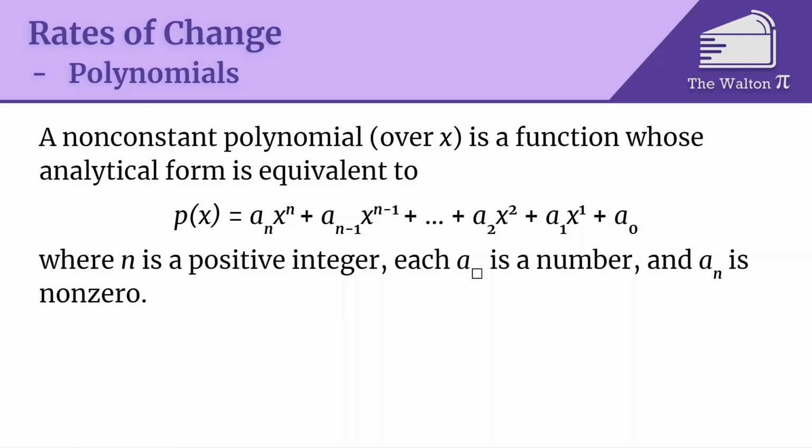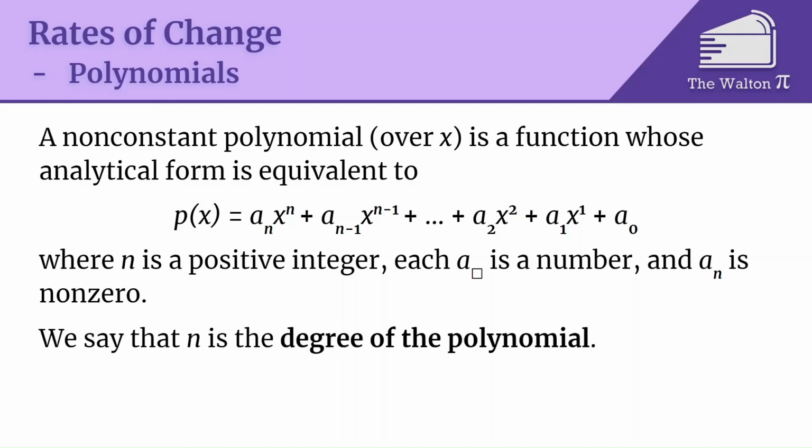The reason that we make a sub n non-zero is just so that we can say what the very first term of the polynomial is. We don't want to write 0x to the 100 plus 0x to the 99 plus ... plus 0x to the 4 plus 1x cubed. We just want to start at the first non-zero term.